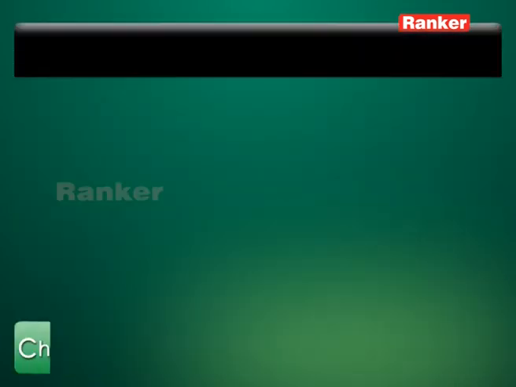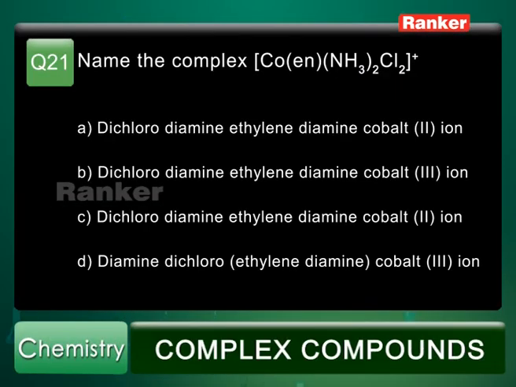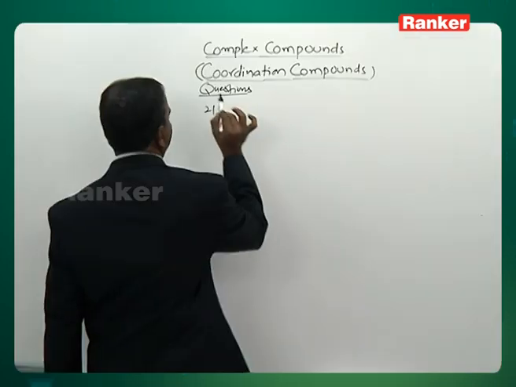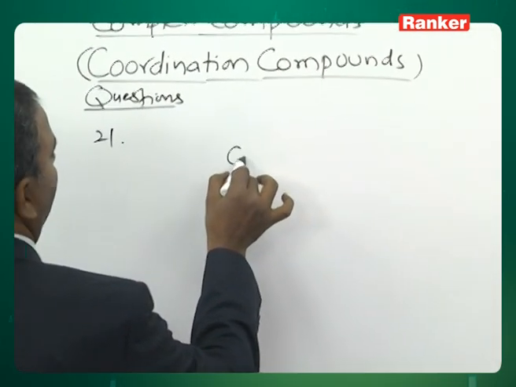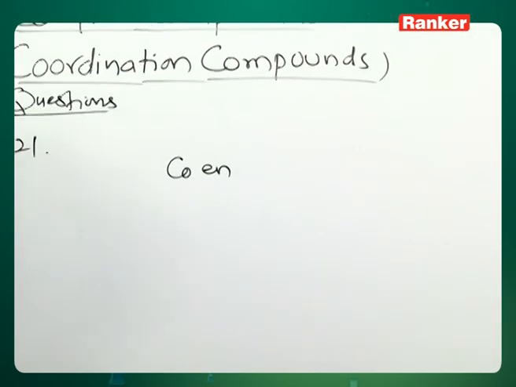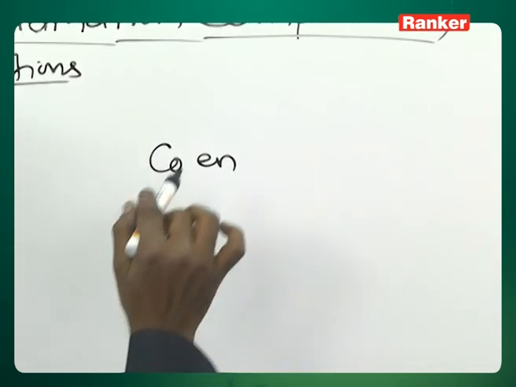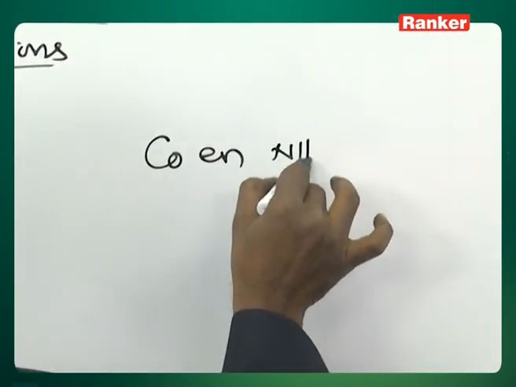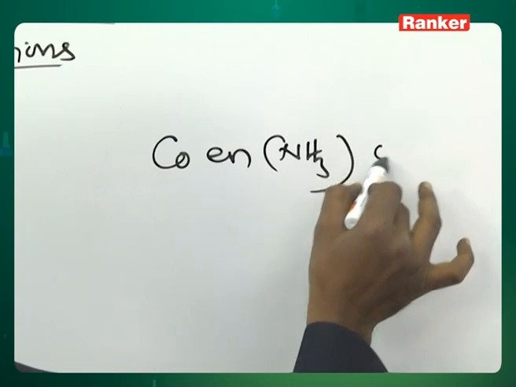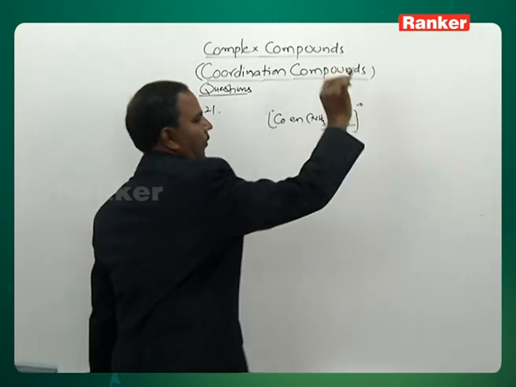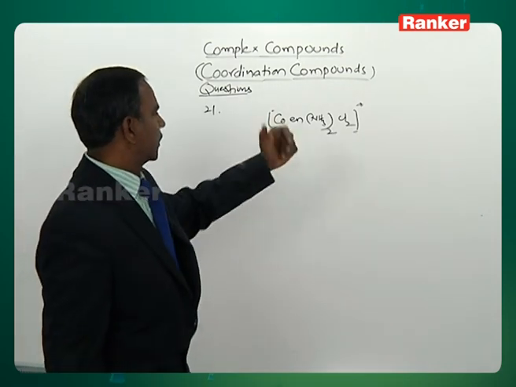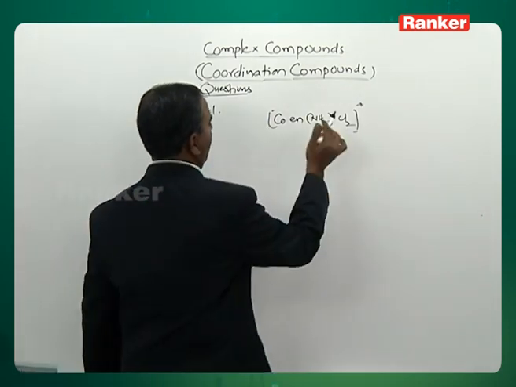Question number 21. Name the complex [Co(en)(NH2)2Cl2]+. Let us see what is the complex given: Co, en, NH2 twice, Cl2. This particular complex, let us write by looking at it. What is the name of the complex first?